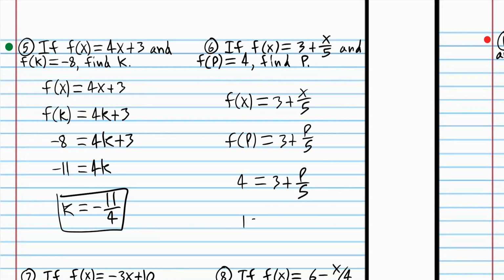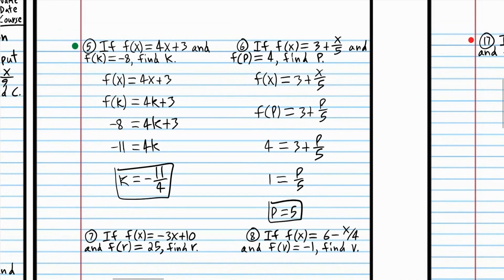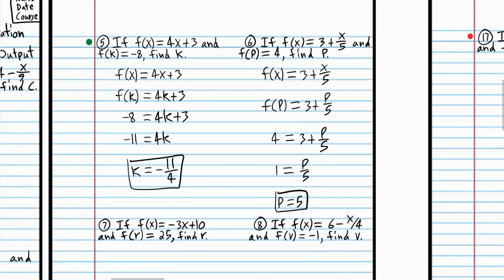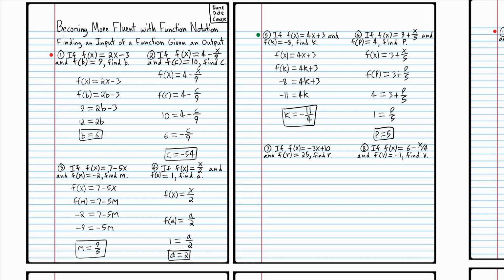Then we're going to subtract 3 from both sides and multiply both sides by 5. And we see that p has to be equal to 5. So if you plug in an input and get 4, then that input must be 5. So that's the problem that we're answering. So if you got that right, excellent. Try number 7. When you come back, we'll do it together.